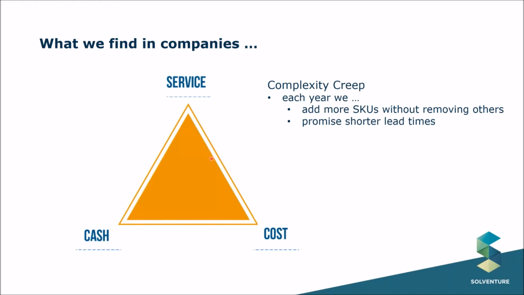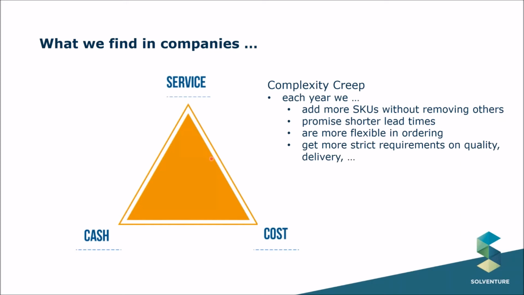We will also promise shorter lead times. So basically the customer can order in a shorter period, and it will be delivered in a shorter lead time. We will give them more flexibility in ordering. So basically the customer can order whatever he wants, whenever he wants, and even in whatever quantity he wants. We will get stricter requirements on quality and delivery. So for instance, the customer will say, you can deliver to me, but only Monday and Tuesday between 3 and 5 p.m. Okay, so we call it complexity creep. Why? Because we keep adding those services.